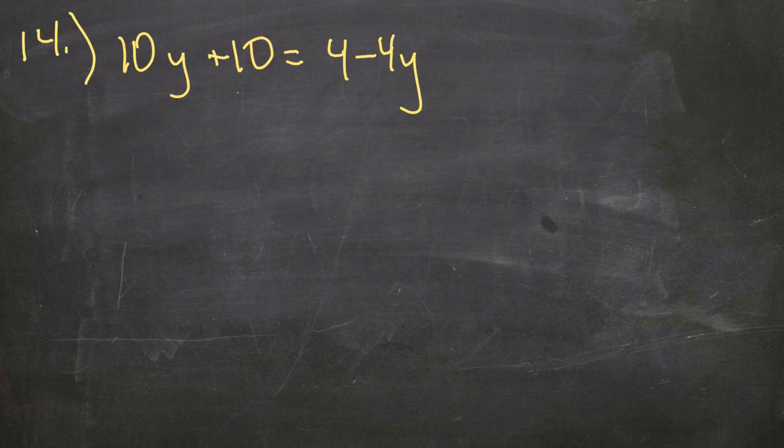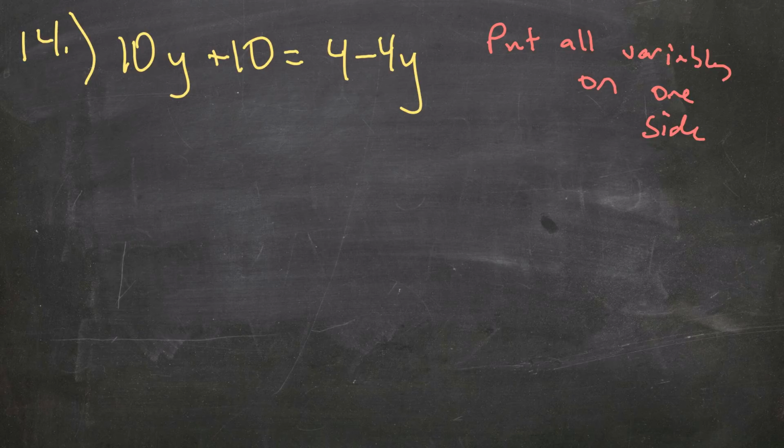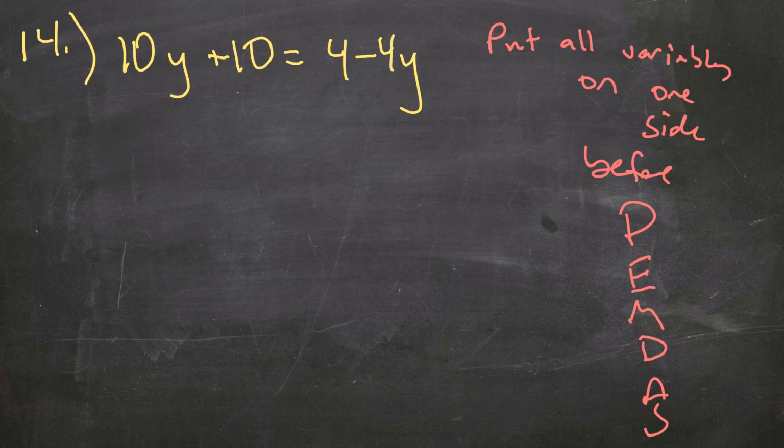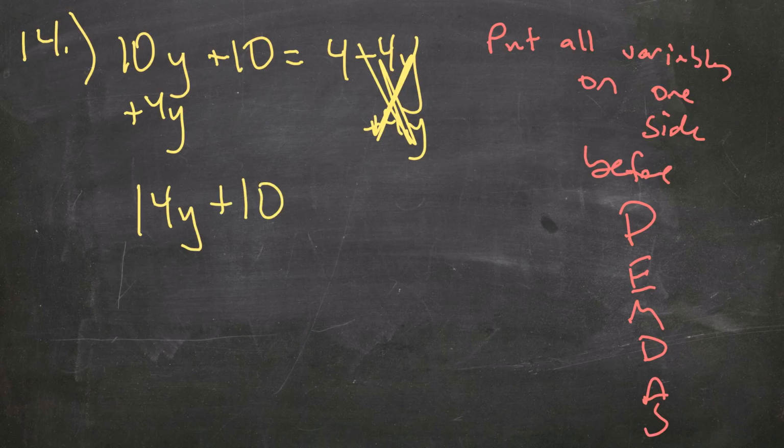Alright, so 14, exact same concept. Before I do anything, I have to put all the variables on one side, before you do PEMDAS, because PEMDAS only works with one variable. So I'm going to add 4y to both sides because I want this negative 4y to leave. Alright, that's gone. Notice I line it up with the y, so I get 14y plus 10 equals 4.